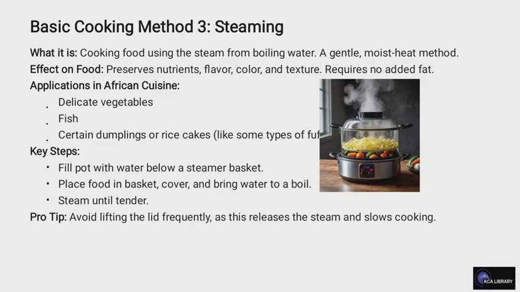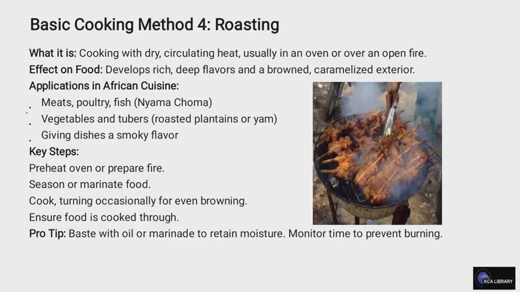The key steps: you fill the pot with water below a steamer basket. You place food in the basket. You cover and bring water to boil. Then you steam until tender. You need to avoid lifting the lid frequently as this releases steam and loses cooking heat.